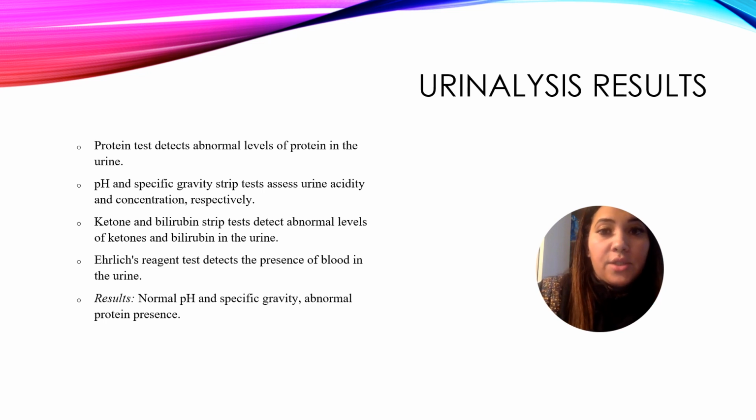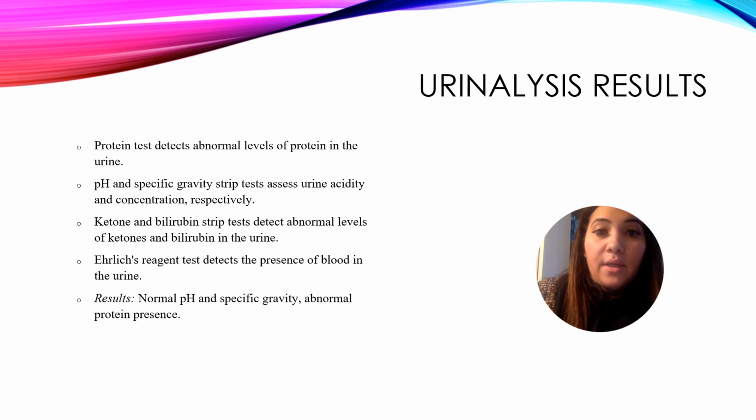Glucose determination measures blood sugar levels, while urinalysis examines different aspects of urine composition. The urinalysis shows normal pH and specific gravity, indicating no major issues with urine acidity or concentration. However, it does detect abnormal protein levels, suggesting possible kidney problems.